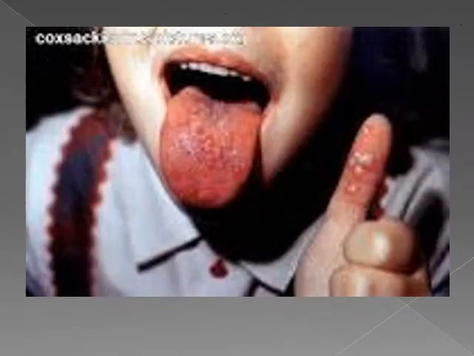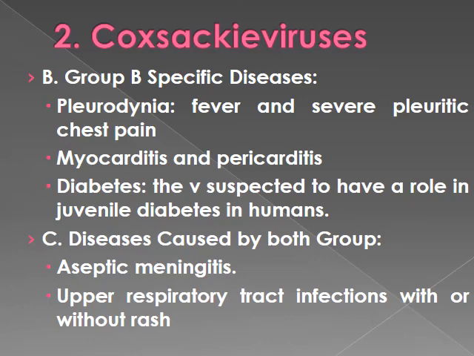For B, we memorize heart and lung. See now, this is hand foot mouth disease in the hand and mouth. Group B, we memorize that it is lung and heart. Pleurodynia, which is fever and severe pleuritic chest pain. It comes from its name, pleurodynia: pleuritic chest pain and fever. What do we know about pleuritic chest pain? It is painful respiration; on inspiration and expiration there is pain. Myocarditis and pericarditis: infection in the myocardium. And diabetes, which is juvenile diabetes, called type 1 diabetes. It is suspected that Coxsackie type B has a role in development of type 1 diabetes, diabetes in children.